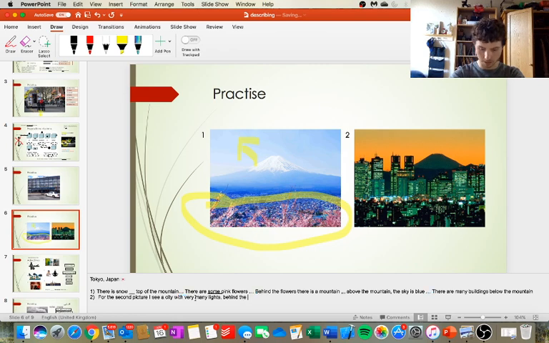Behind the city. Excellent. There's a huge, I'm going to say huge mountain. And above the city, there is an orange sky. Beautiful, Gabriel.